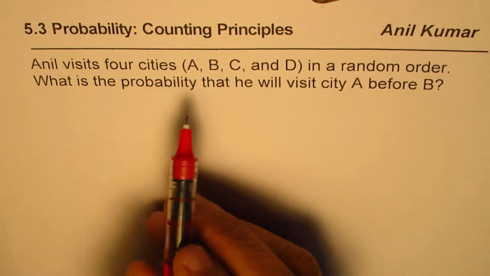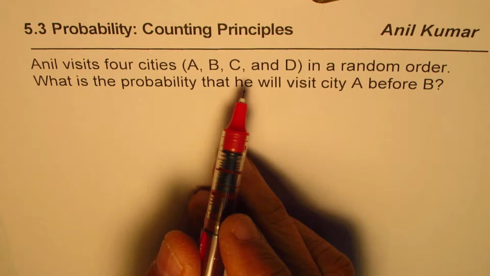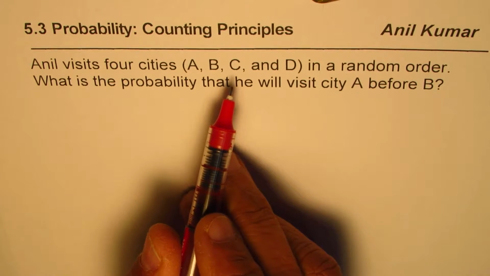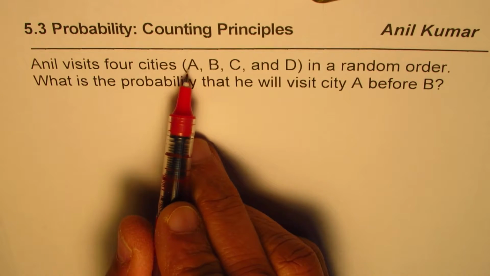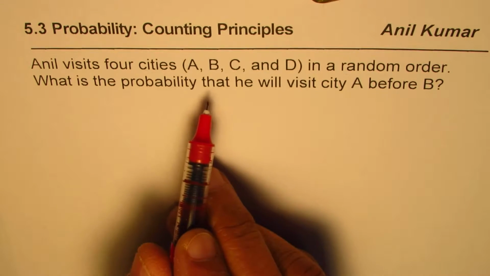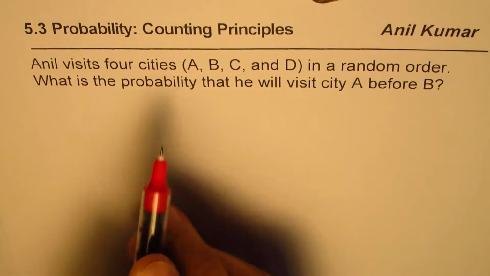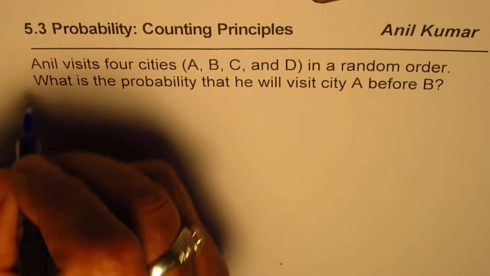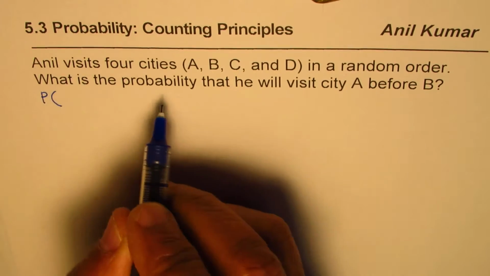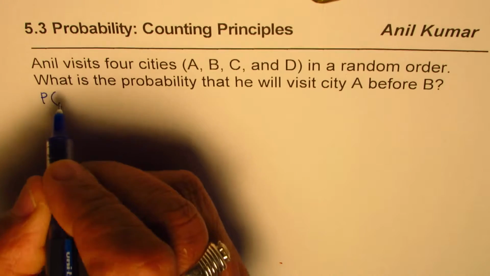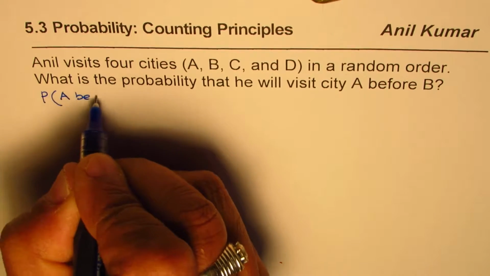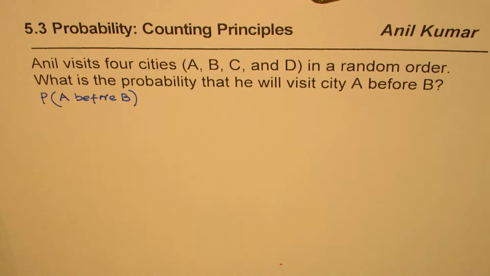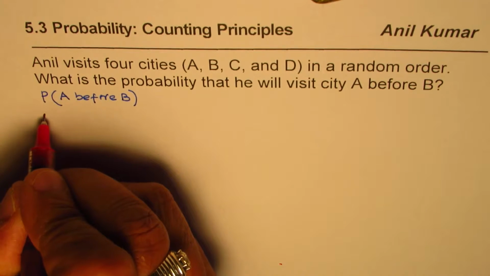One is we can make all the combinations and then count exactly how many times A comes before B out of the total number of options, correct? So we want A before B, and we are looking for the probability that city A is before B. That is what we are interested in finding. So first, let us find our sample space, right?